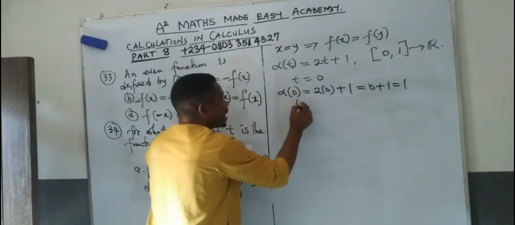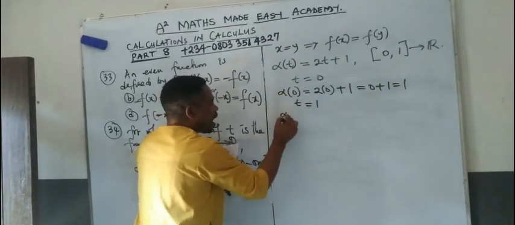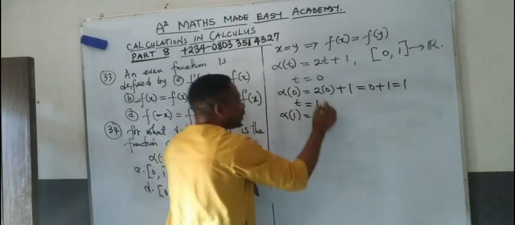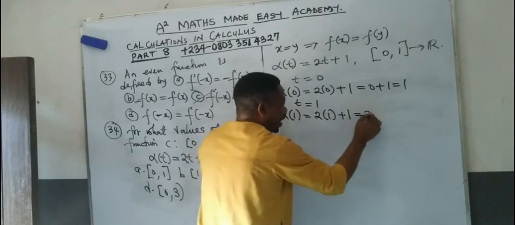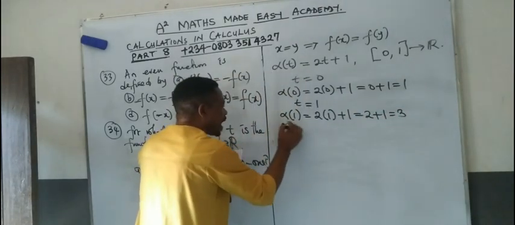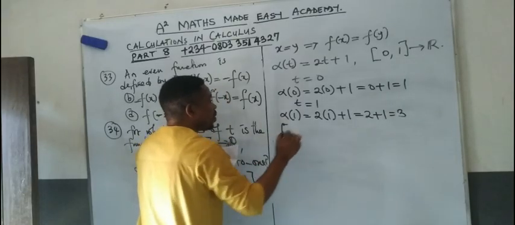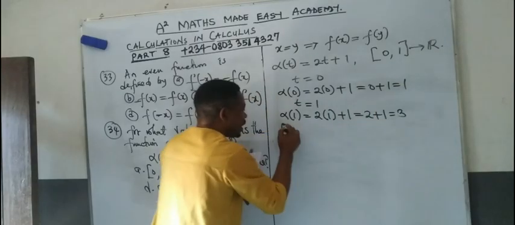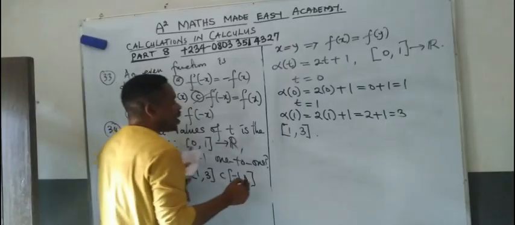Then the next one is at t equal to 1. Let's substitute again. Alpha of 1 is now equal to 2 times 1, plus 1. 2 times 1 will give us 2, plus 1, which is equal to 3. For this to exist as a one-to-one function, what are the possible values? I mean the range, or the codomain. They are members of 1 and 3. And that is the final answer.